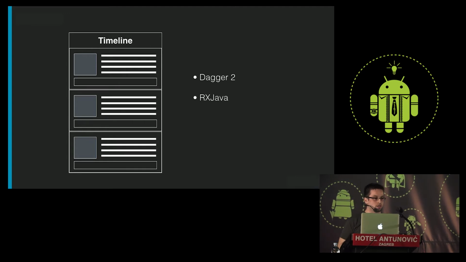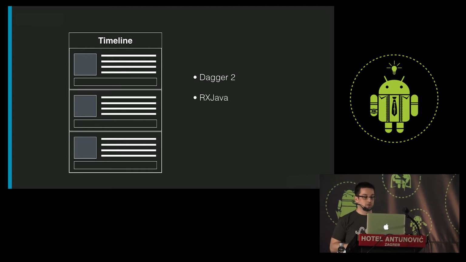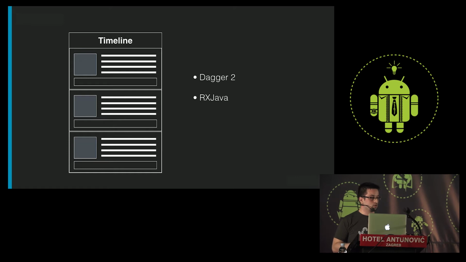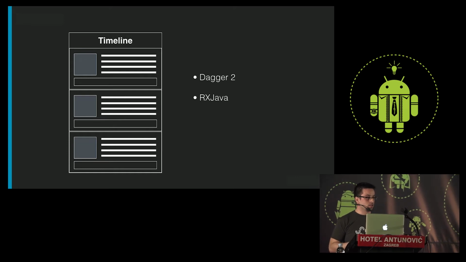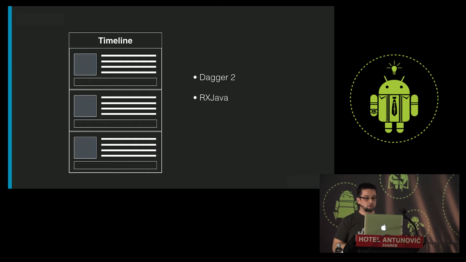The second one is RxJava. This is reactive programming, of course, for Java. It makes it a lot easier to work with streams of data, and also on Android, which is really cool, it makes your threading a lot easier. And the last one is just syntactic sugar, which is Retrolambda. It allows you to use lambdas on Android.